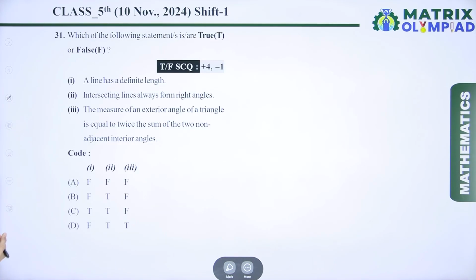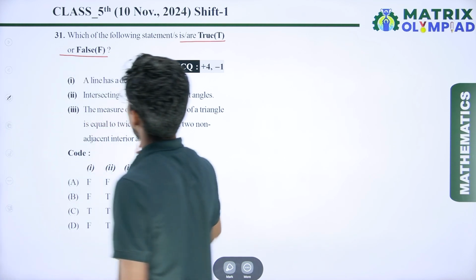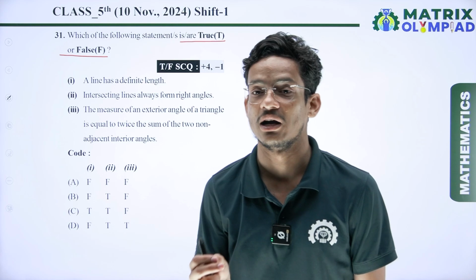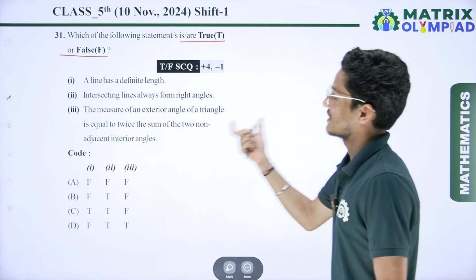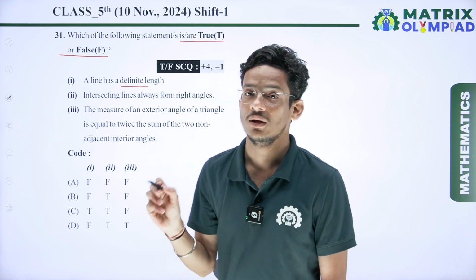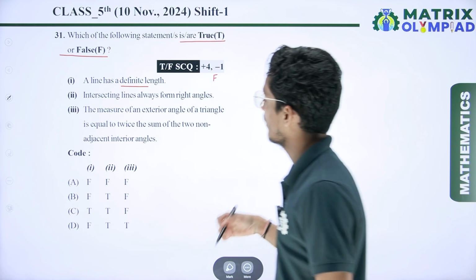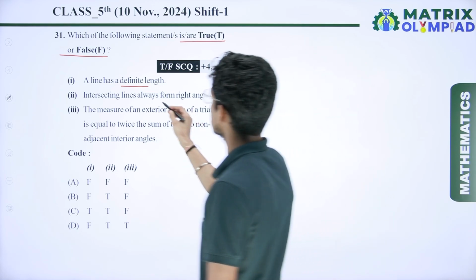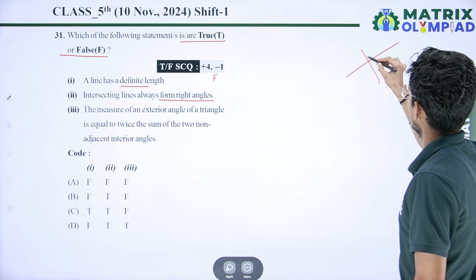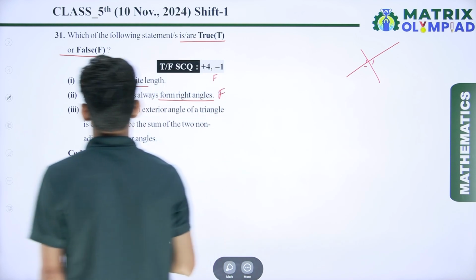Now the next question: which of the following statements is true or false. We have 3 statements and we have to find out which one is true and which one is false. Statement 1: a line has a definite length. We know a line segment has a definite length, so this one is false. Next, intersecting lines always form a right angle. Suppose these two lines are intersecting lines and they do not form a right angle. So this one is also false.